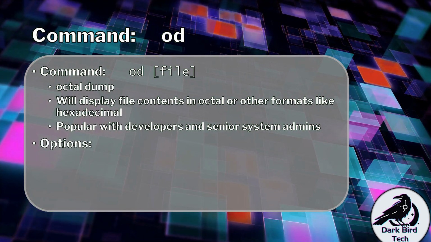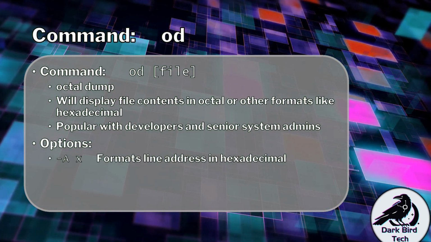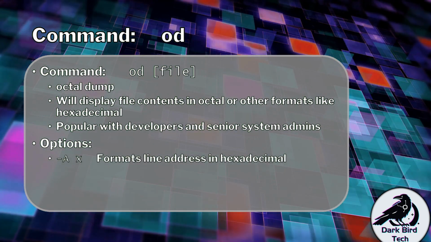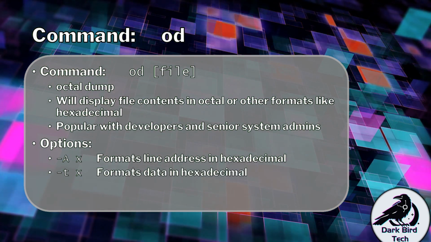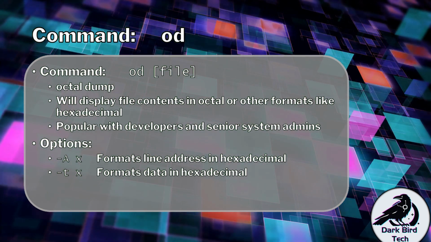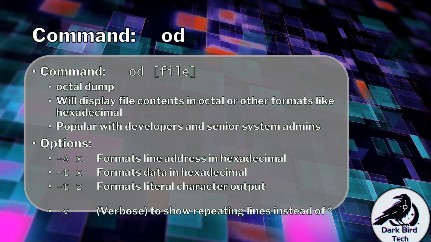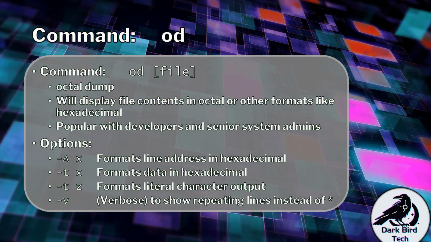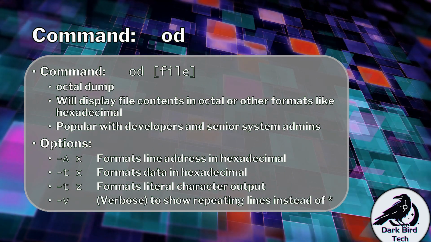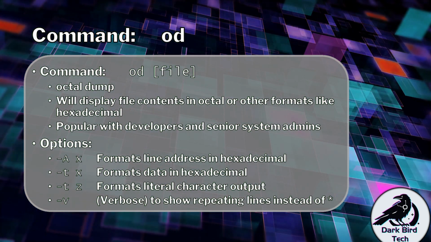So let's check out what some of the options look like. You get -a space x to set for hexadecimal formatting. You get -tx to do the data instead of the line addresses in hexadecimal formatting, -tz to do literal character output, and -v to show verbose data, where it'll show you all lines, including repeating ones. Usually if you have a repeating line, there will be an asterisk afterwards.